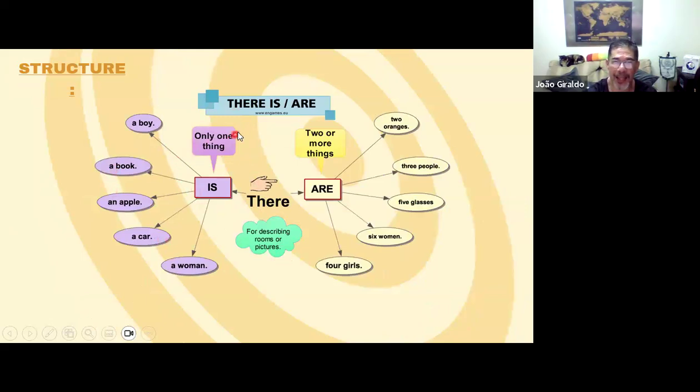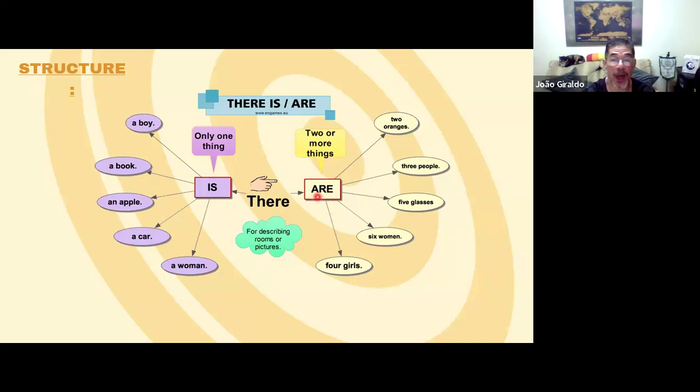Here are some other examples for you of using there is and there are. So when we have, again, only one thing, there is, singular. So there is a woman, there is a car, there is an apple, there is a book, there is a boy. Only one thing, only in singular. The verb to be we are going to use is. Okay? We use this in terms of existence and for describing rooms or pictures or something you want to describe, to give description, detailed information about something.